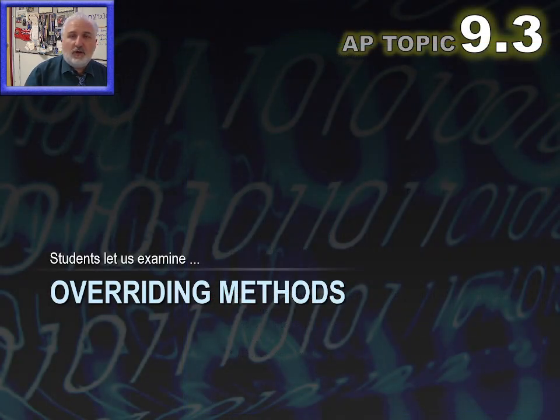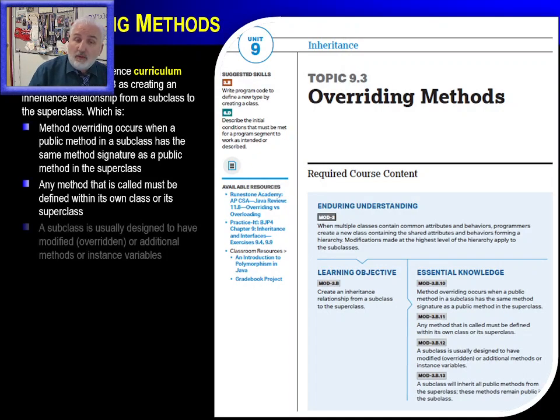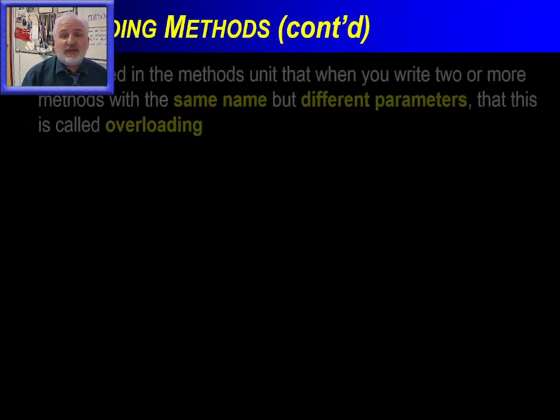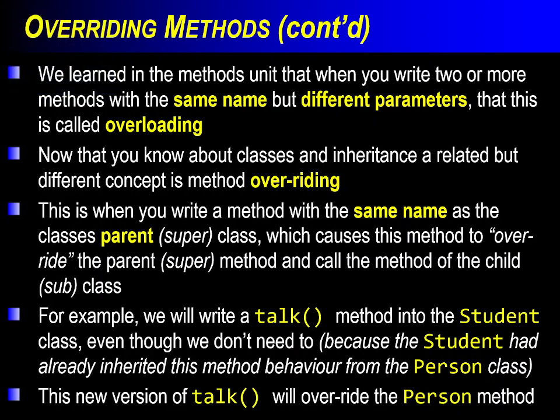All right, moving on to AP topic 9.3, overriding methods. So this is really about methods as they relate to classes, and what the keyword override means, which is different than the keyword overload a method. So overloading a method means two methods with the same name but different parameters.